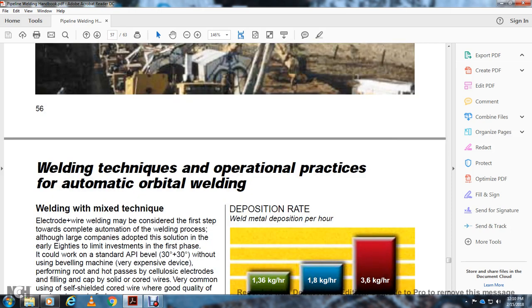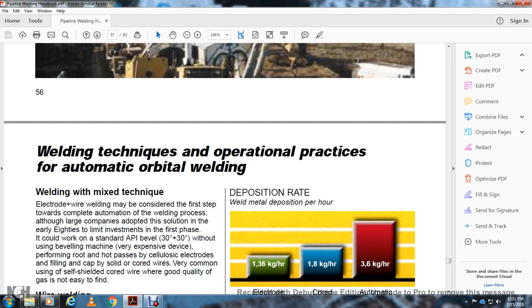Welding techniques, operational practice: automatic orbital welding with a mixed technique. Electrode and wire welding may be considered the first step toward complete automation of the process. Large companies adopted the solution in the early 80s with limited investment in the first phase and could work on the standard API bevel of 30 degrees, plus use the bevel machine, a very expensive device, to perform the root and hot pass with cellulosic electrodes, or filling and capping with solid cored wire.